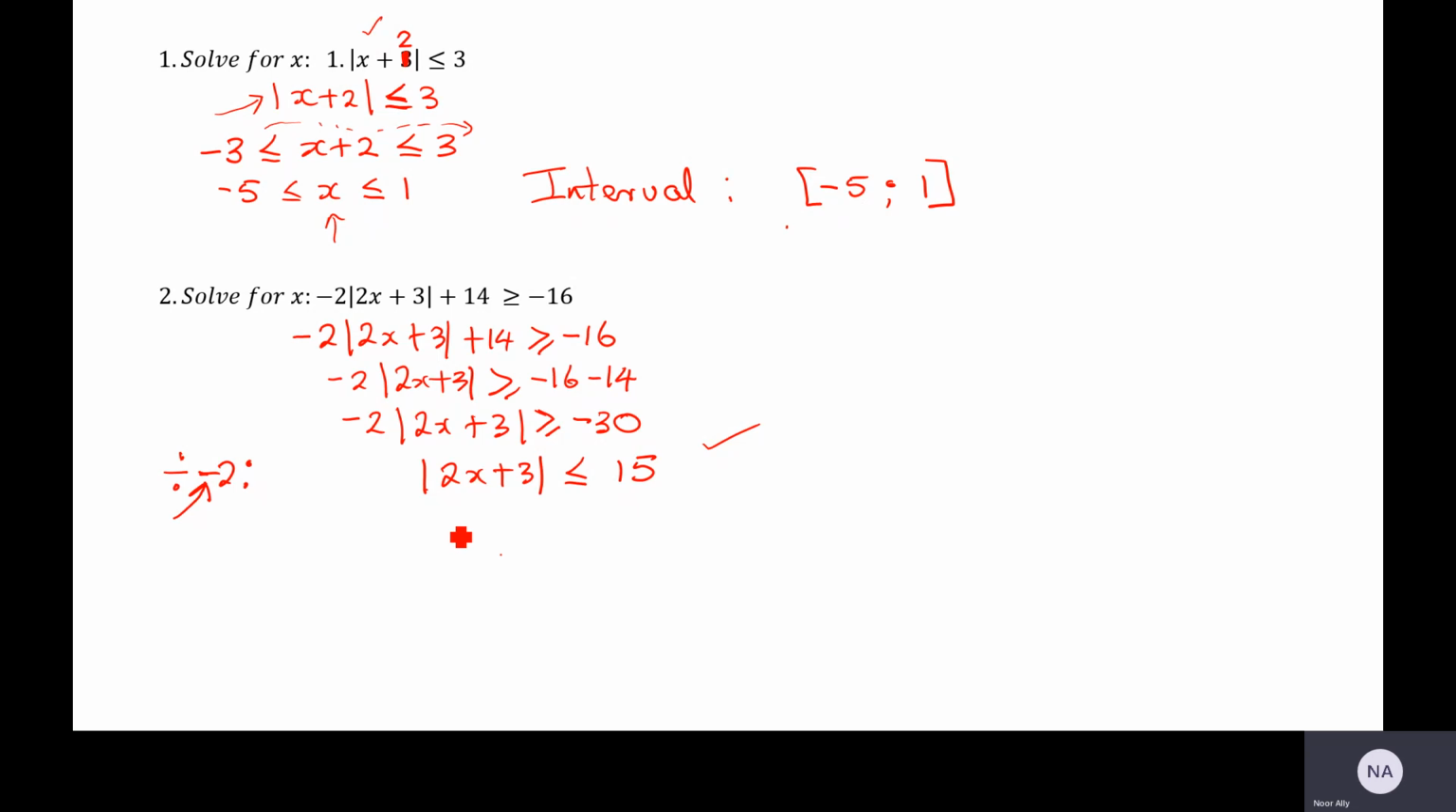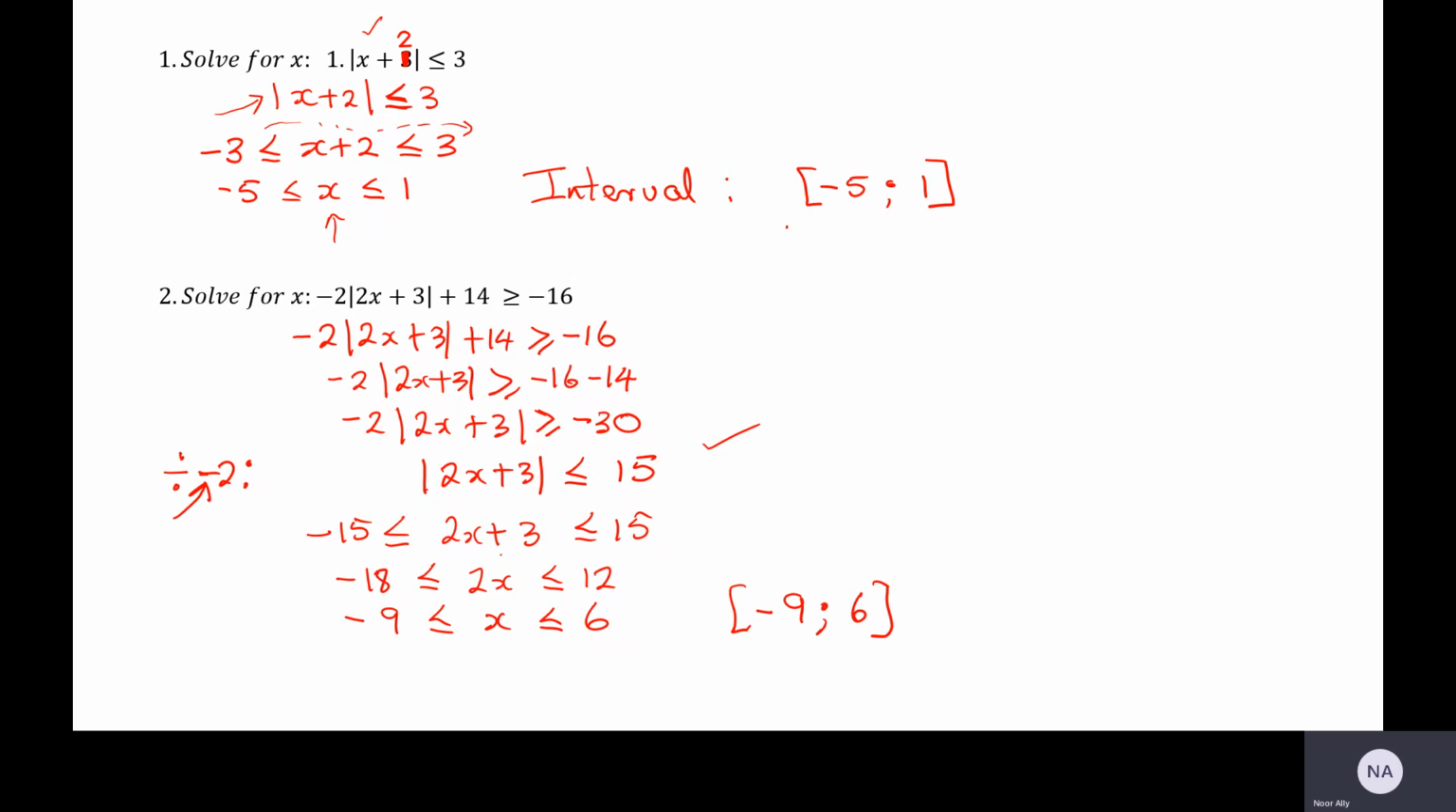For less than, I can drop the absolute values, is less than or equal to positive, greater than or equal to the negative, transpose, divide. So I get 2x less than or equal to 12, take the 3 over, minus 18, x is greater than or equal to minus 9, less than or equal to 6. In interval notation, minus 9 and 6.